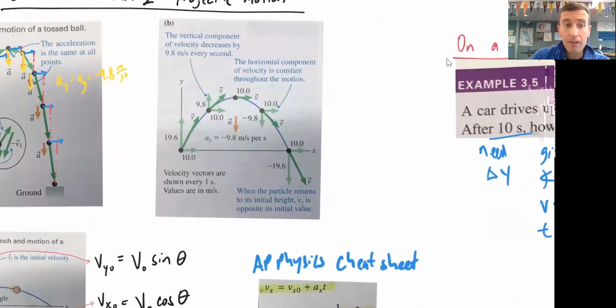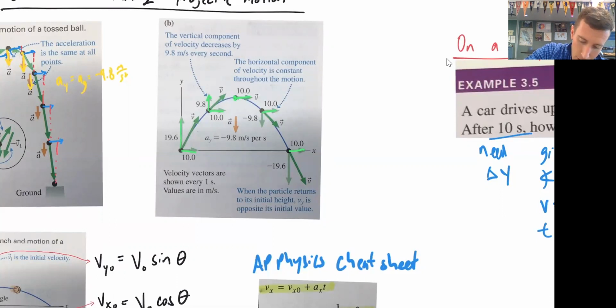However, the velocities are always changing, right? The overall velocity is shifting. The horizontal velocity remains the same. Here's my horizontal velocity, always 10 meters per second. In this case, it was just set at 10 meters per second. The vertical velocity is always changing. It starts as positive 19.6. Then 1 second later, because it's accelerating at negative 9.8 meters per second squared, 19.6 minus 9.8 gives me 9.8 meters per second.